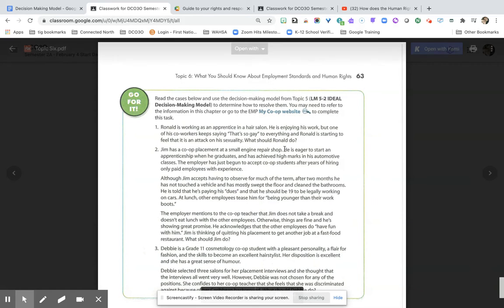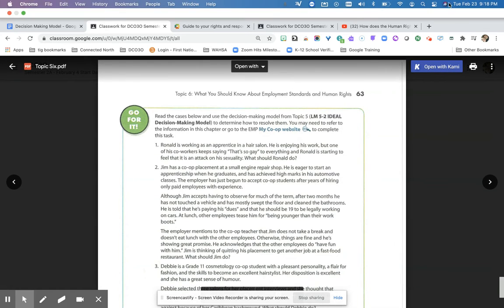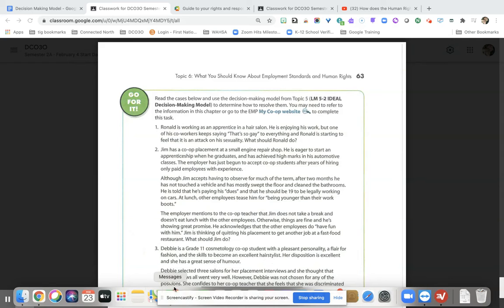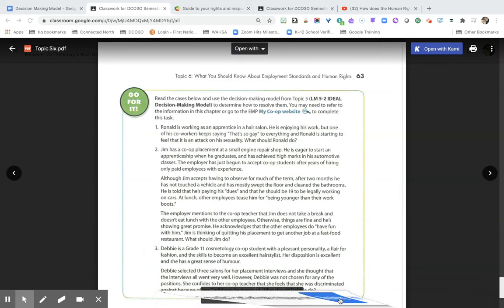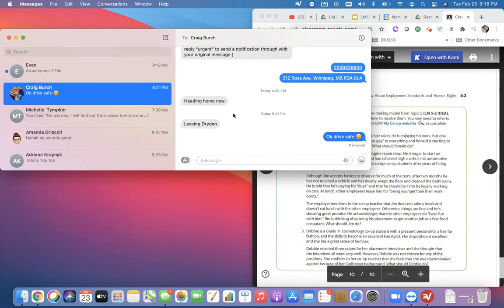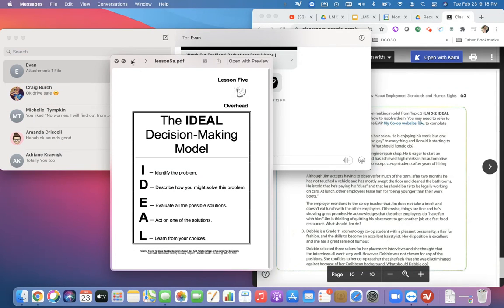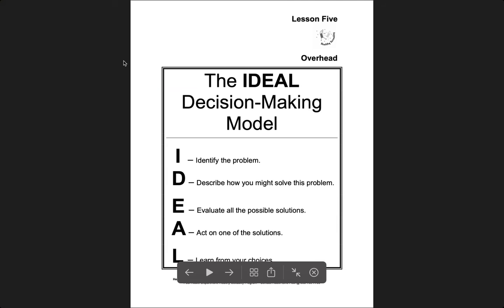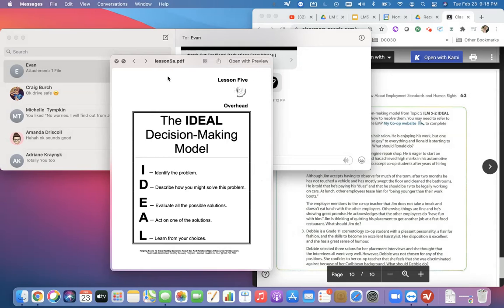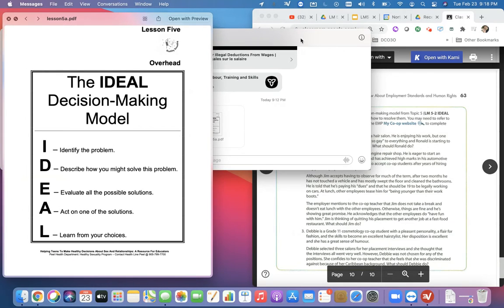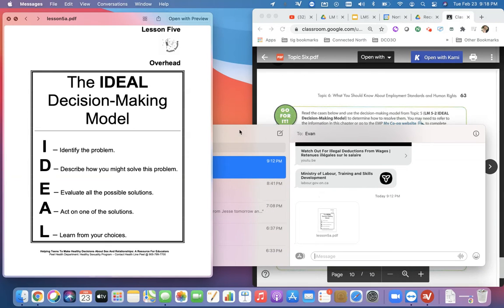So I find this is a really good model. It's called the ideal decision-making model. And I'm going to show you a picture of what that looks like, if I can get my screen to cooperate with me. Here it is. Okay, so this is what the ideal decision-making model looks like. Number one, you identify the problem. So let's go take a look. We're going to work through this together, the decision-making model. We're going to look at this first scenario here.